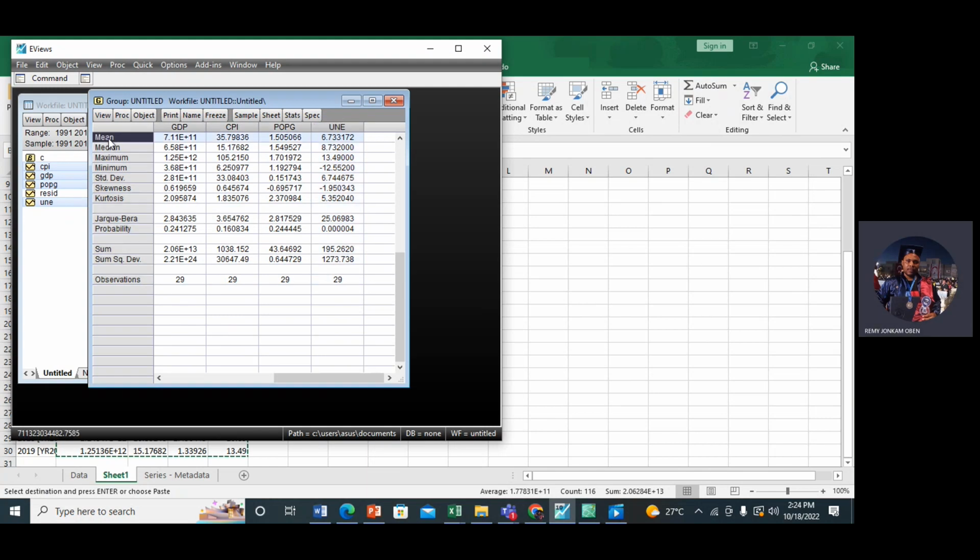We have the mean. This 7.11 raised to the power 11 is the mean value of GDP, while this 35.79 is the mean value of CPI. This 6.7 is the mean value of unemployment. So the mean value is like the average value. We have the median. The median shows us the middle value when you arrange all the data in either ascending or descending order, and you pick the middle value. That's the median. You have the maximum, which is the highest value in the series, the minimum, which is the lowest value, and then we have the standard deviation.